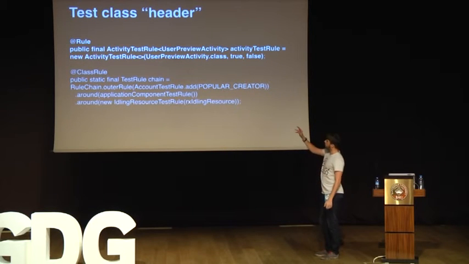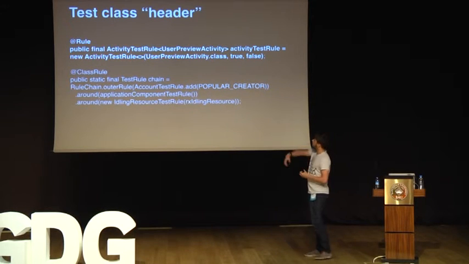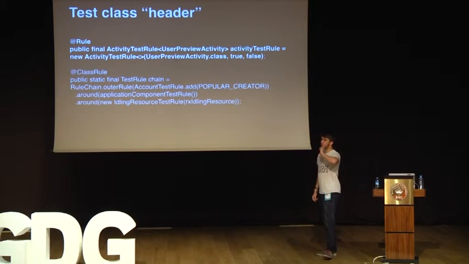So in this case, the activity test rule is actually given by Espresso. I mean, you can find it in the Espresso library. And basically what it does is, before your test starts, it pops up your activity. So in this case, we want to test the user preview activity. So we'll start the user preview activity, it will run your test and then destroy it. And because it's just a rule, it's going to do this for every test in your test suite.